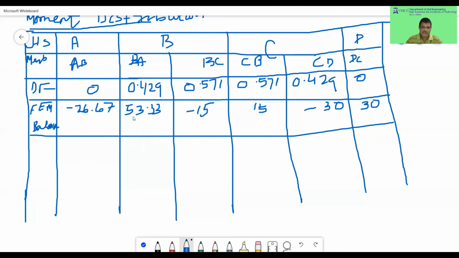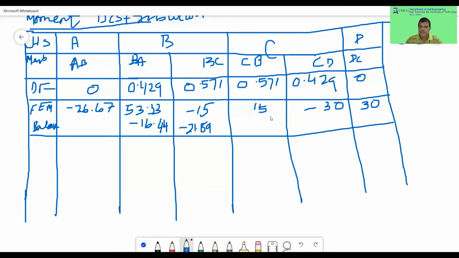Now you see the joint has 53.33 and minus 15. So what is the next value? 53.33 minus 15, 38.33. Now 38.33 is the net unbalanced moment. So to balance, you have to apply minus 38.33. You multiply minus 38.33 into 0.429. This becomes minus 16.44. So this will be minus 16.4. Similarly, if you multiply the minus 38.33 into 0.571, this comes out to be minus 21.8.